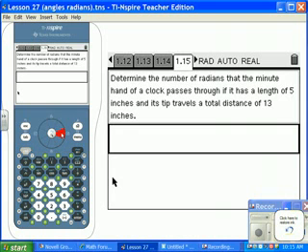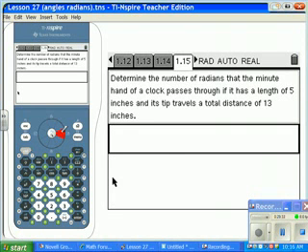All right, determine the number of radians that the minute hand of a clock passes through if it has a length of 5 inches and its tip travels a total distance of 13 inches. So what I always do with these is I draw a picture. If I have a clock, I have a center point that holds my hands, right? So it's saying the minute hand has a length of 5 inches. So here's our, what is that? Radius. And it travels a total distance of 13 inches. So what's that 13?